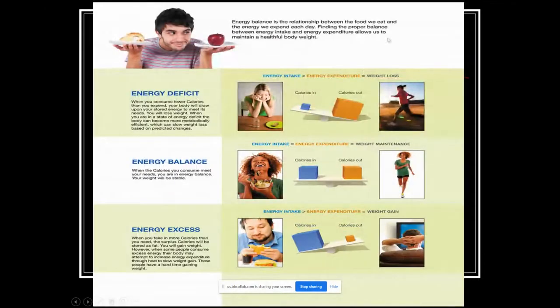Calories in and calories out. This is an image from your textbook in chapter 13. If you have an energy deficit, meaning the calories in are less than the calories you're expending, you should expect weight loss, right? If you're eating fewer calories than you're burning.